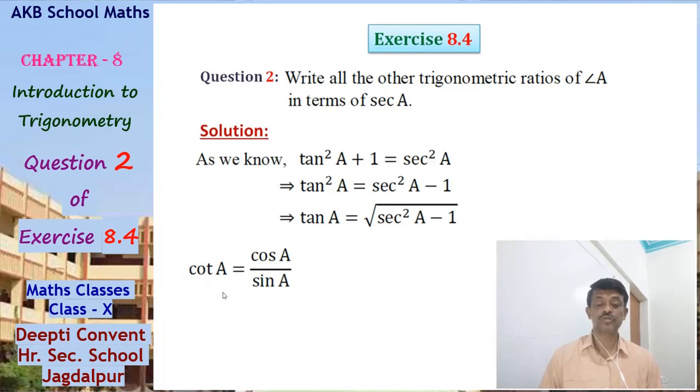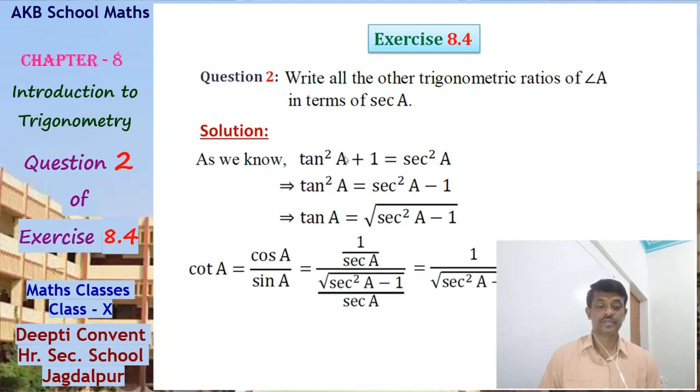Also we know that cot A equals what? Cos A by sin A. Cos A means 1 by sec A, and sin A we get as root over sec square A minus 1 upon sec A. Now solve it. Sec A cancels. So 1 upon root sec square A minus 1. So cot A equals 1 upon root sec square A minus 1. This is the value of cot A in terms of sec A. This is the value of tan A in terms of sec A. And two ratios we have already got.